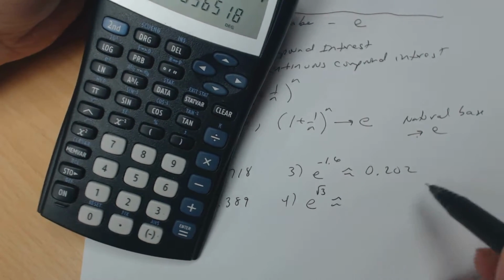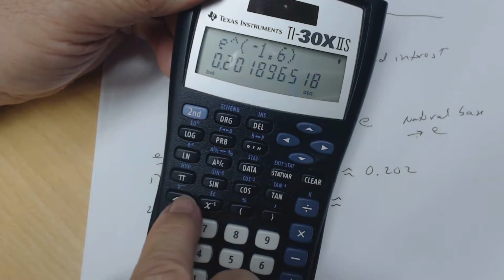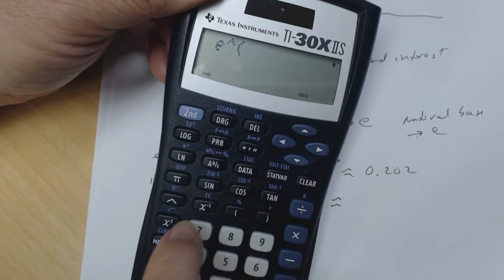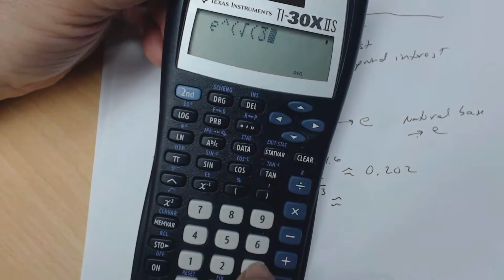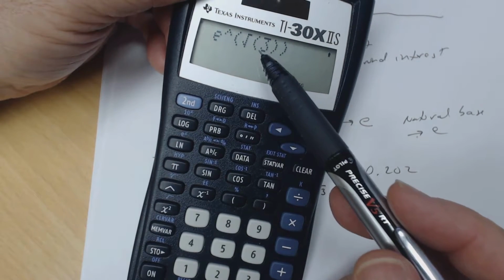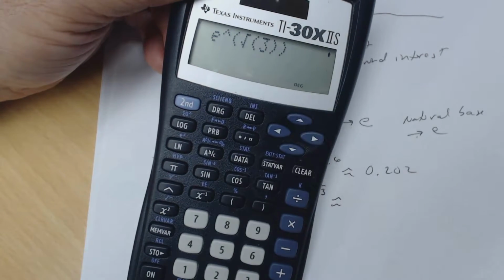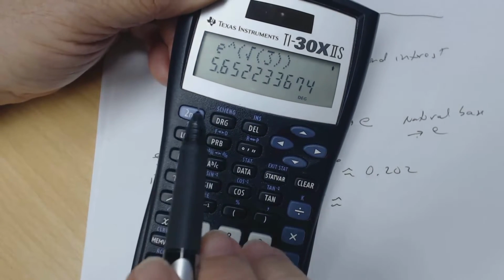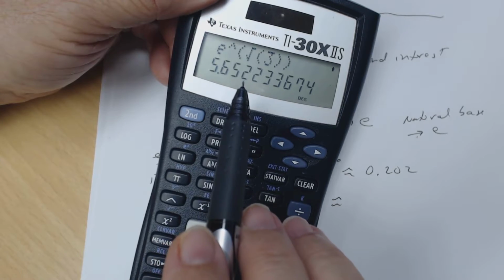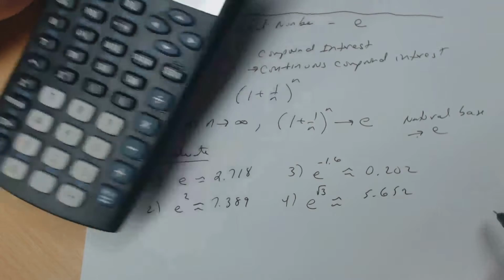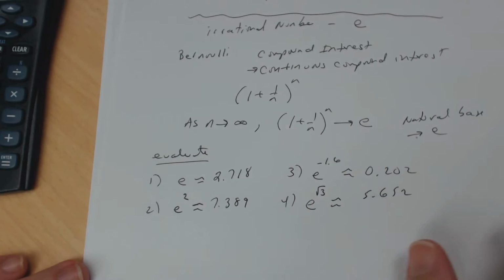And for e to the square root of 3, let's see what that's approximately equal to. So second e to the x, then second square root, 3, close, close. You close the radicand, then close the exponent part, and press equal, and it looks like you get 5.652. Okay, so that's how you use your calculator with e.